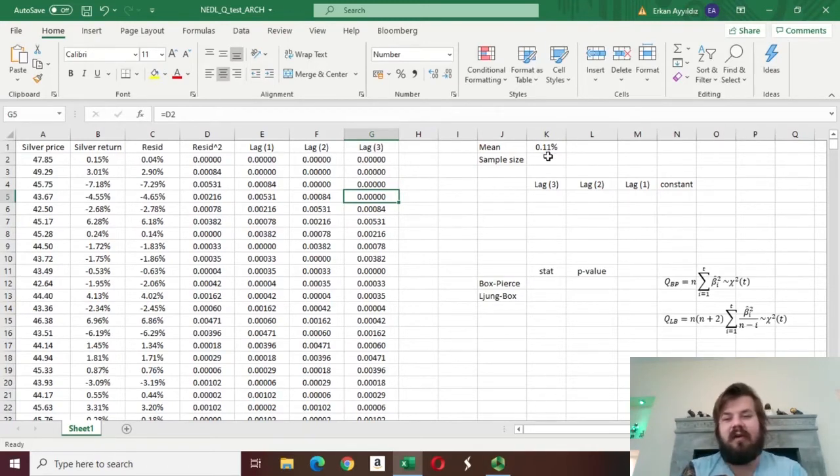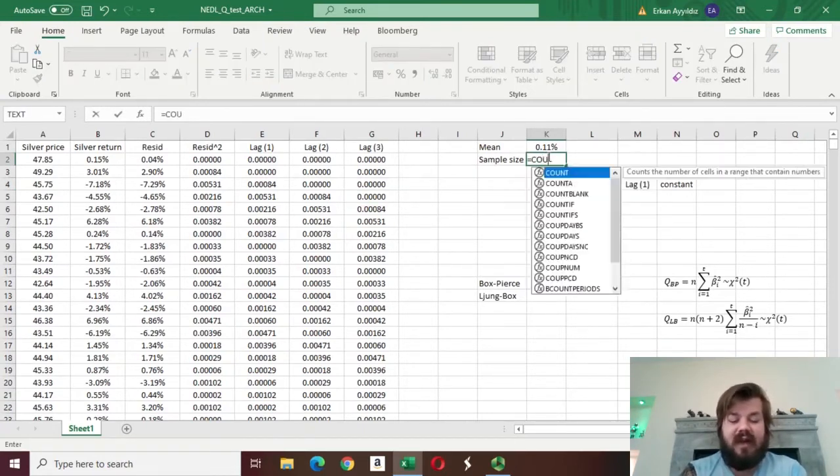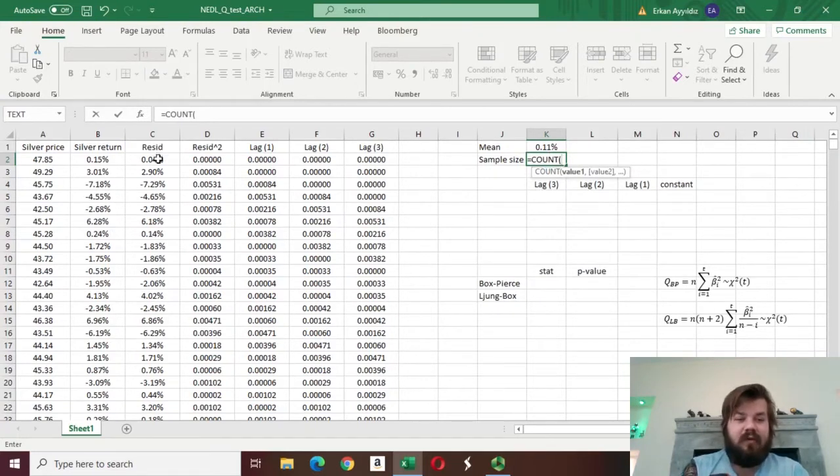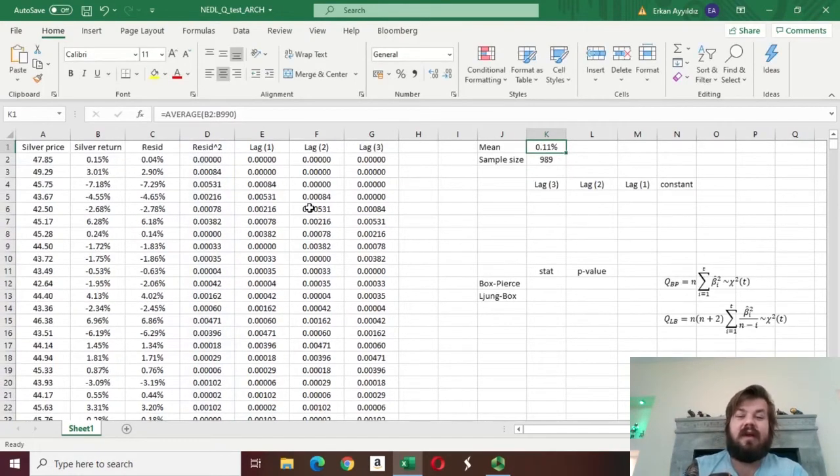Then we need to figure out our sample size to calculate the respective Q statistics. To do that, we can just count the number of observations in terms of our residuals or returns or squared residuals, it doesn't matter here, and we get 989. That number would then be used to calculate all of the respective chi-squared statistics.